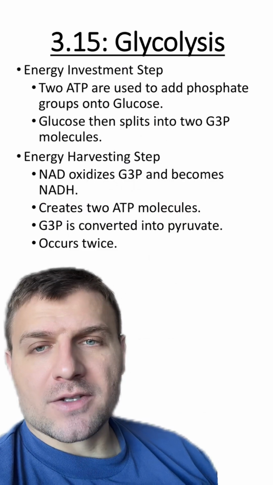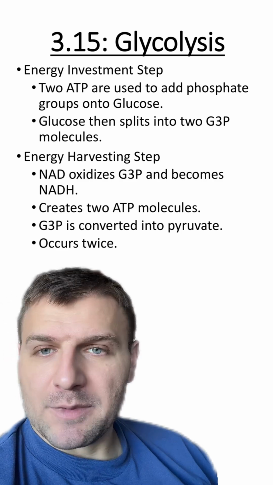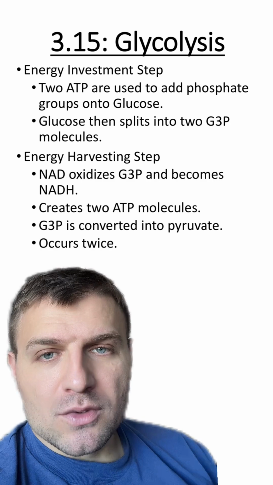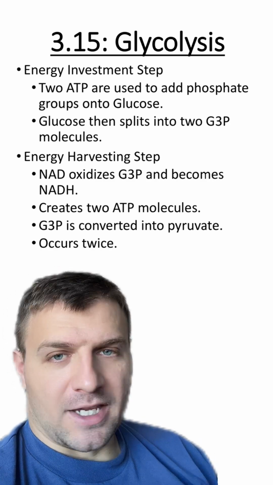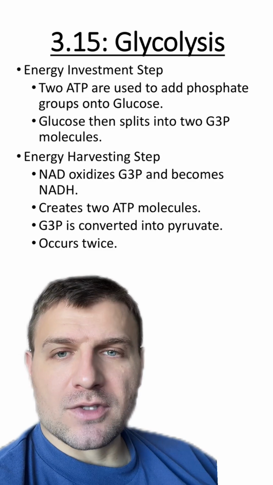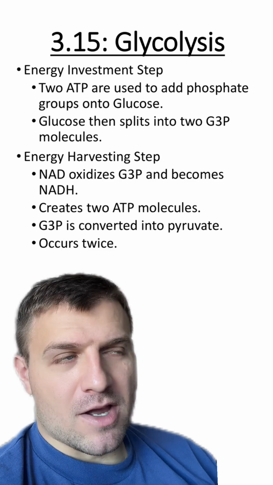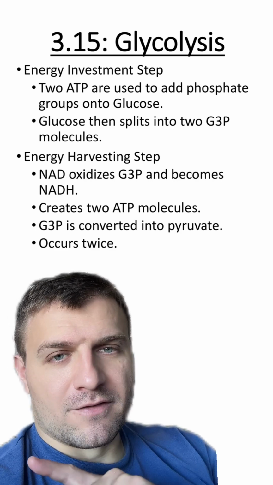Our first step is going to be called the energy investment step. And like the name implies, this is where we're going to use 2 ATP to phosphorylate glucose. Glucose is then going to split into 2 of the G3P molecules, which we saw before in photosynthesis.